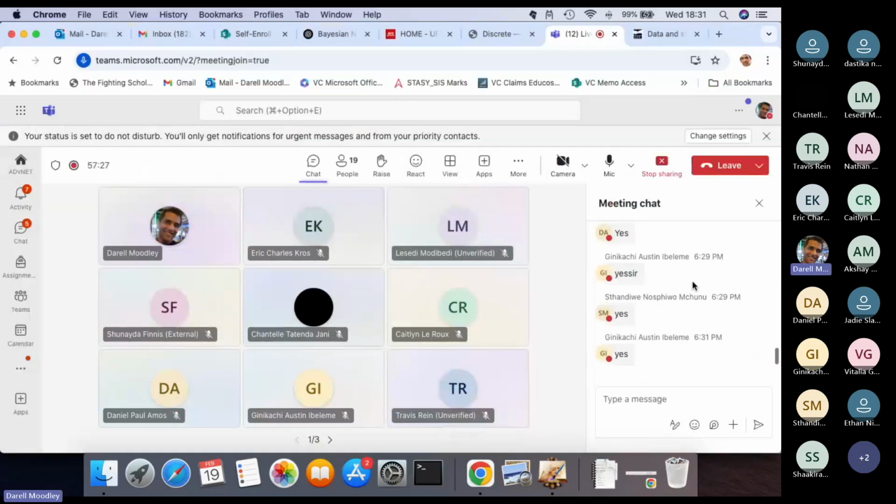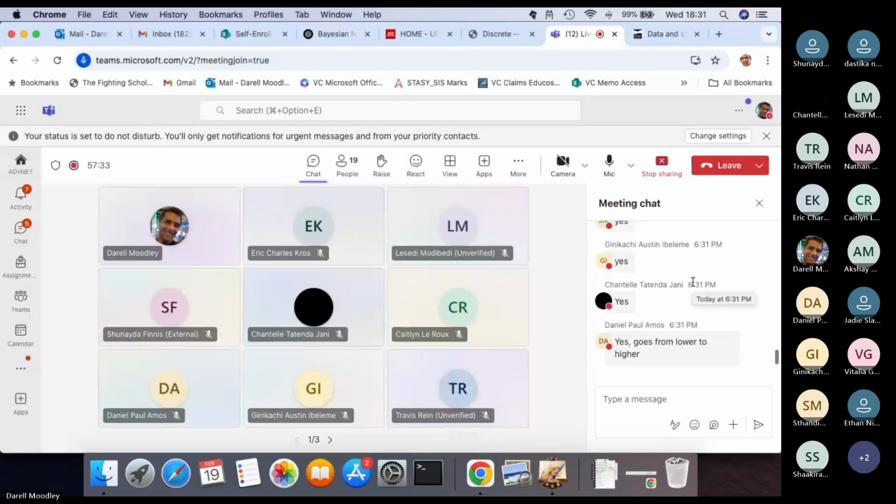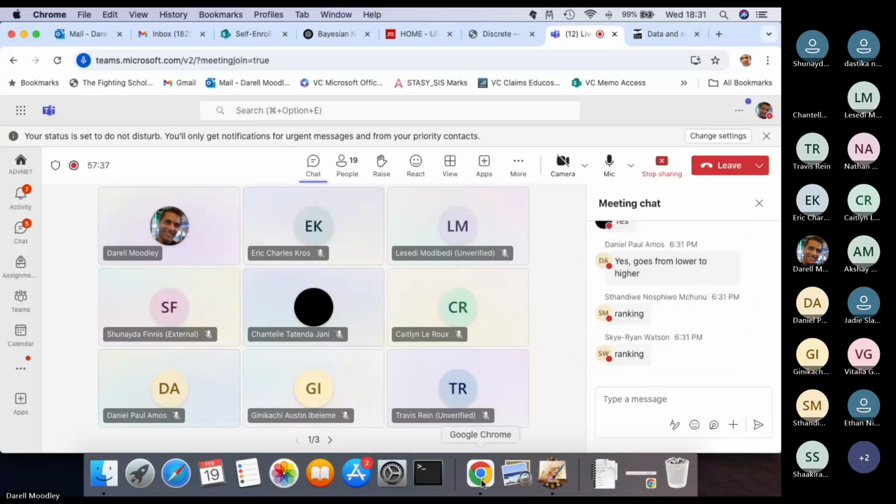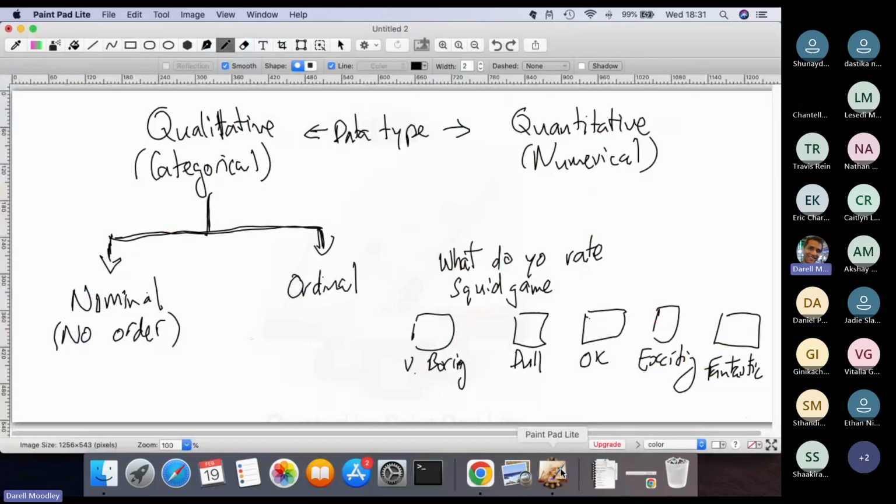How many of you say ranking? How many say no ranking? Yes, yes, yes. Yep. Very good. That's exactly it. There is a ranking. So in other words, ranking, there's an order. There's an order to it.